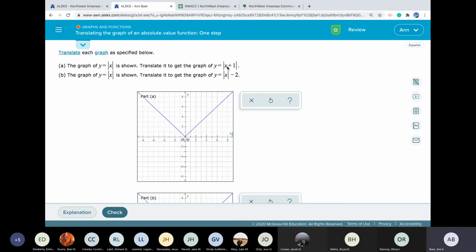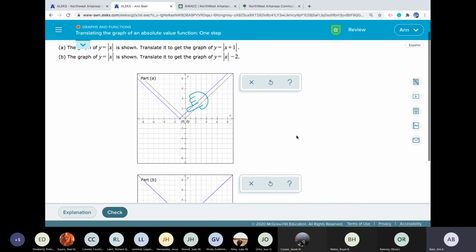So we want to go 1 unit, but we don't want to go to the positive x's. We don't want to add 1, really. We want to subtract 1. So we're going to go this way 1 unit.